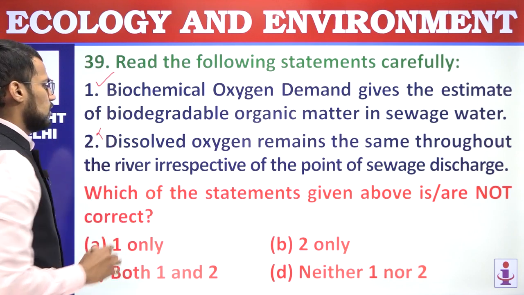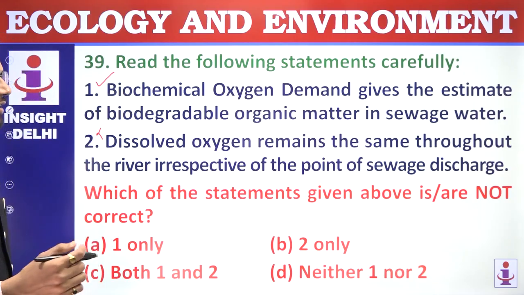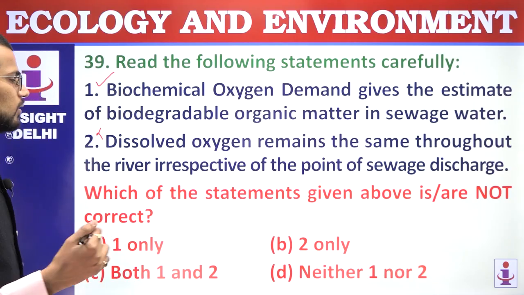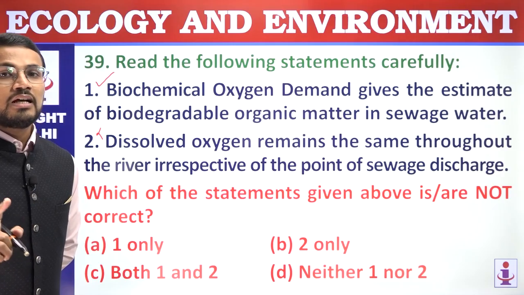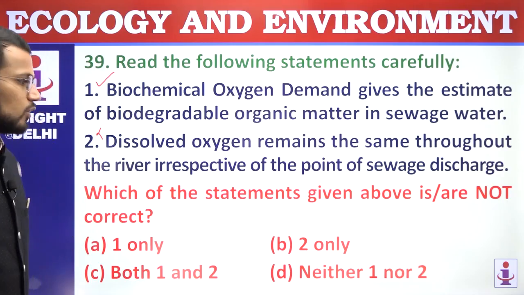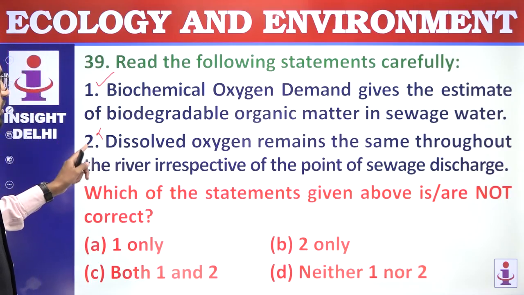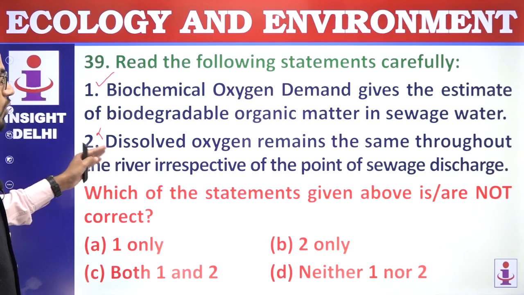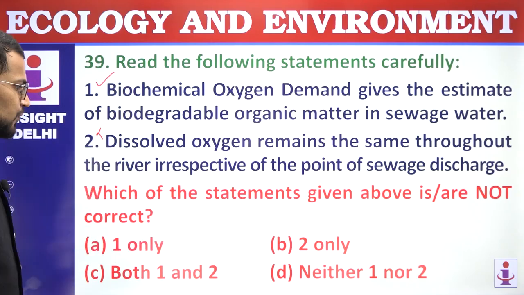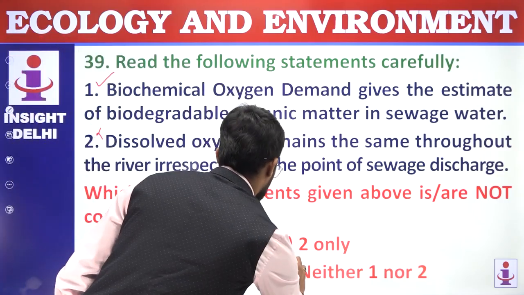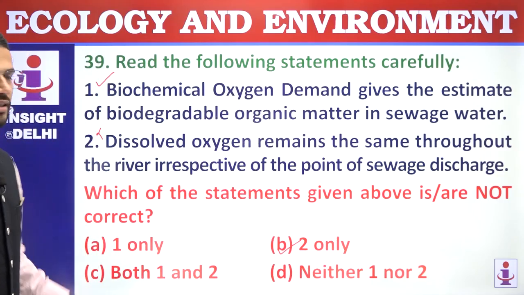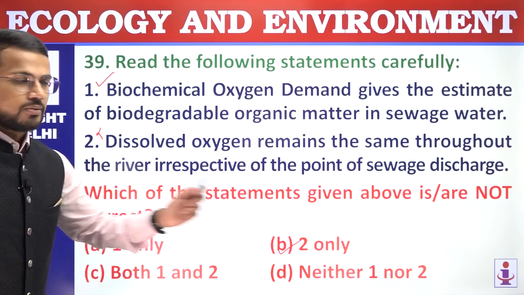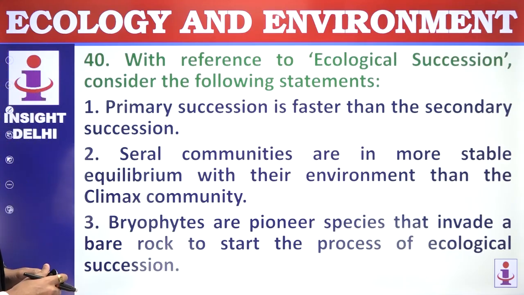Incorrect, right? So when sewage discharge is more in a river, there will be change in the dissolved oxygen content in the river ecosystem. So the second statement which says that dissolved oxygen remains the same is incorrect, right? So we are supposed to find out statements which are not correct. So statement 2 is not correct, and that's why the answer is B, 2 only. 39, answer is B. 40.